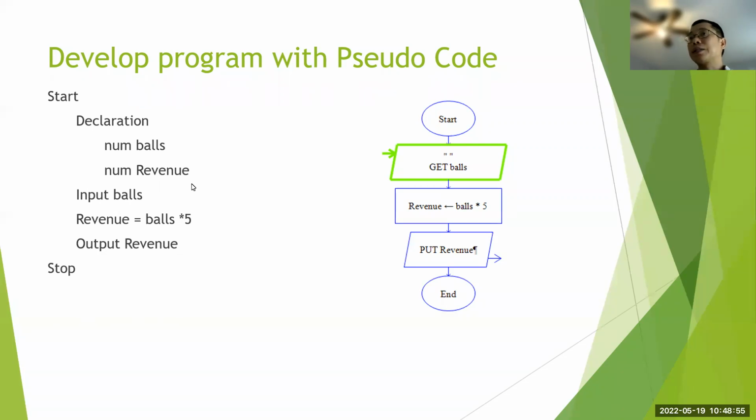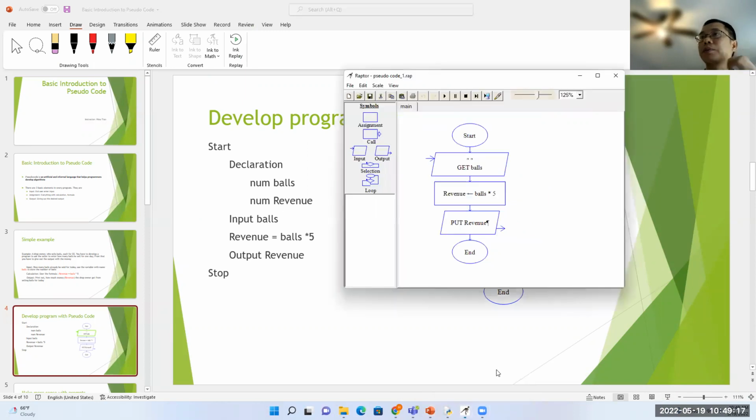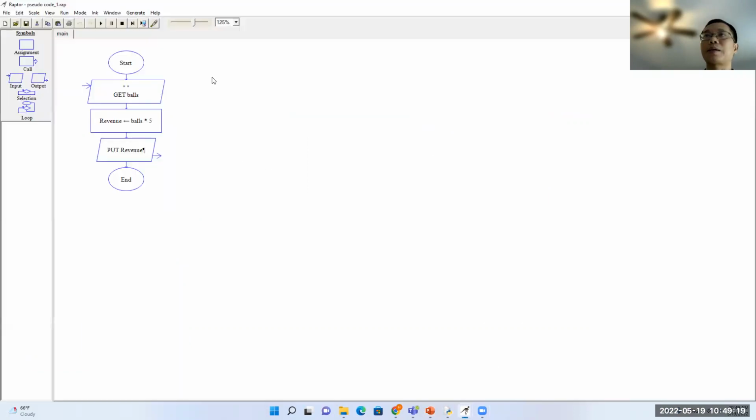And you can convert it into Raptor. Raptor is also a simulation program. It's not a real programming language, but it's very helpful for understanding coding and the structure of coding. When you have the pseudocode, you can convert it into Raptor like this. I have the ball input to figure out the revenue, and print out the revenue.